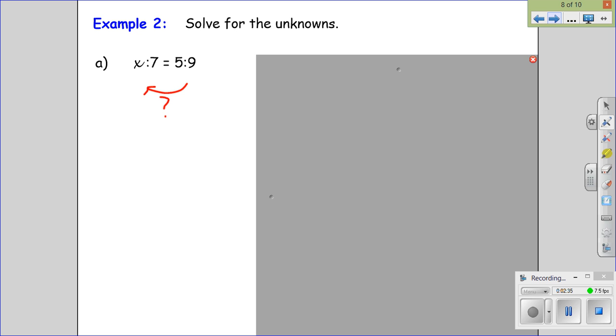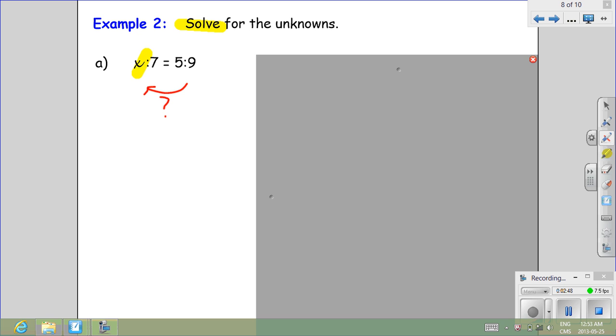Now, example 2 is a little bit different when I solve for the unknowns here. I'm looking for the unknown, which is x here. And if I look, how does a 9 turn into a 7? Well, that's not going to work nicely. So what am I going to do? I need to write this in a different format and solve it.